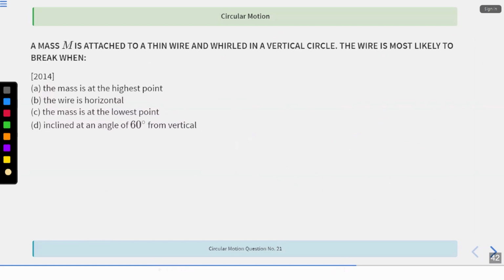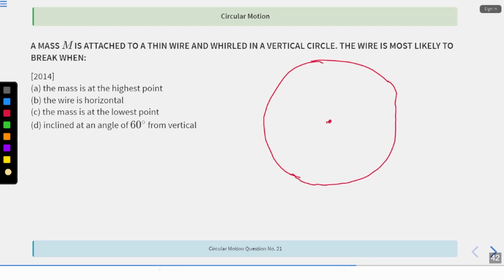Okay, moving on to the next question. A mass M is attached to a thin wire and whirled in a vertical circle. The wire is most likely to break when. So this is one of the questions that we've done before. What we'll do is, again, visit this. This is a concept of tension, string and circular motion.